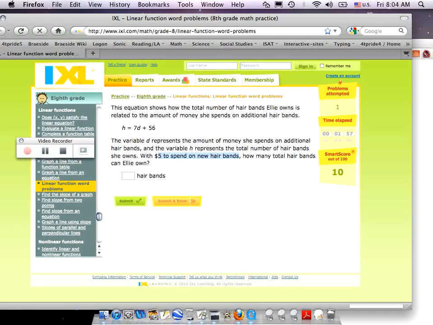So when D is 5, it's saying, what is the total? So when D is 5, that means 7 times 5 is 35 plus 56. And 35 plus 56, you can just add it up, and you will find out that 35 plus 56 is equal to 91. So my answer didn't go in, so 91.